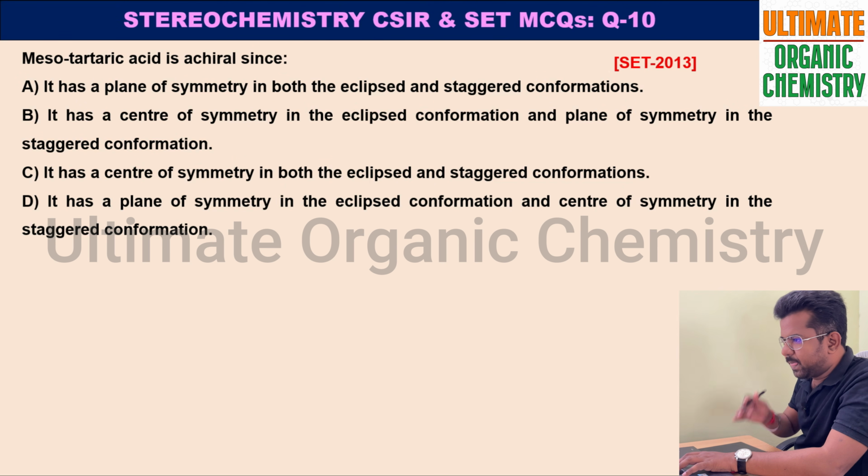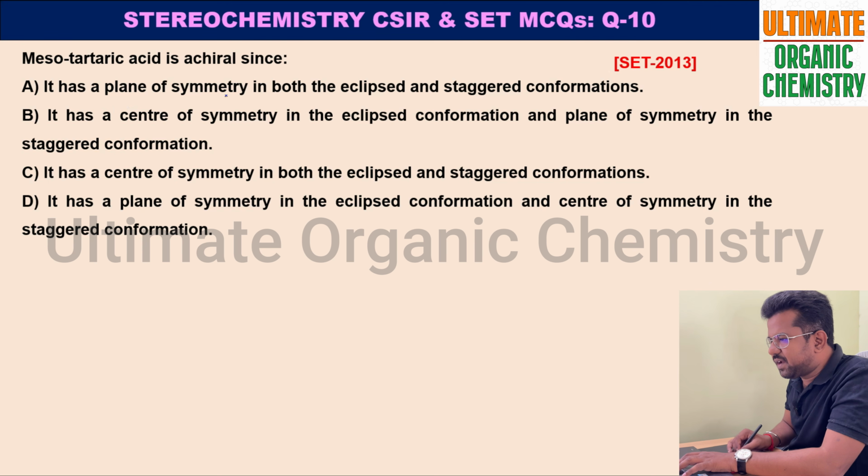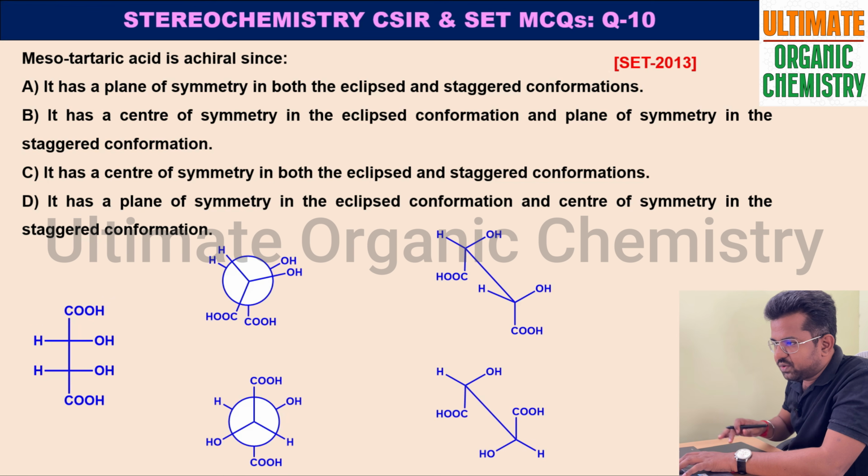Question number 10. The mesotartaric acid is achiral since option A, it has a plane of symmetry in both the eclipsed and staggered conformation. Option B, it has a center of symmetry in eclipsed conformation and a plane of symmetry in the staggered conformation. Option C, it has a center of symmetry in both eclipsed and staggered conformations. Option D, it has a plane of symmetry in eclipsed conformation and a center of symmetry in staggered conformation. So you need to draw the structure of the mesotartaric acid.